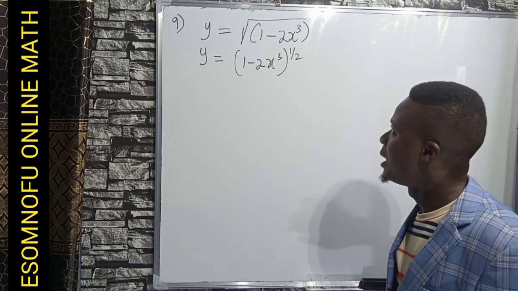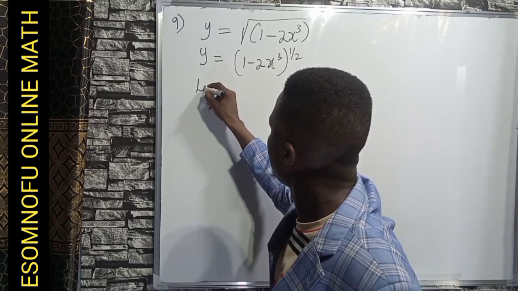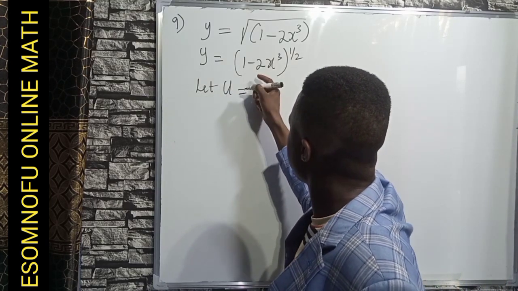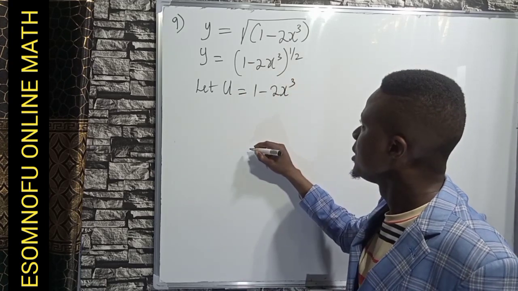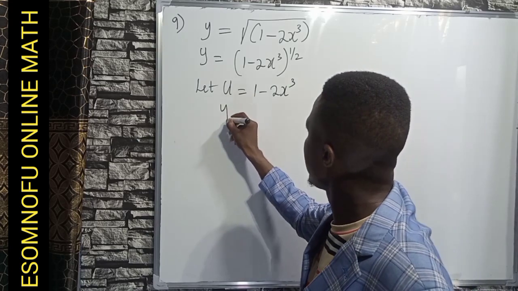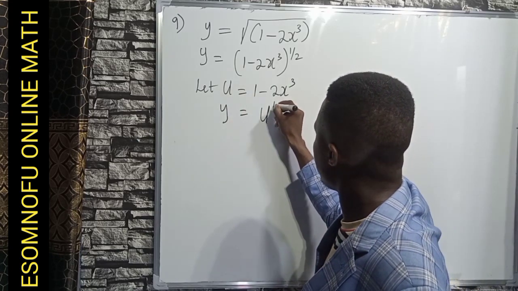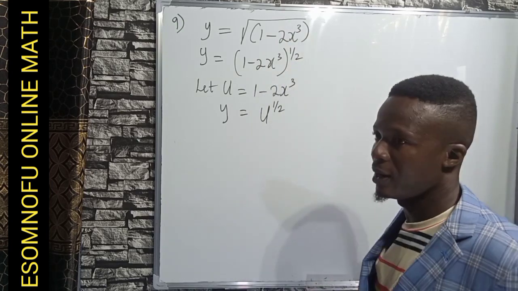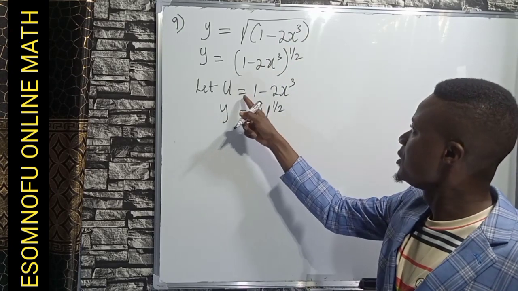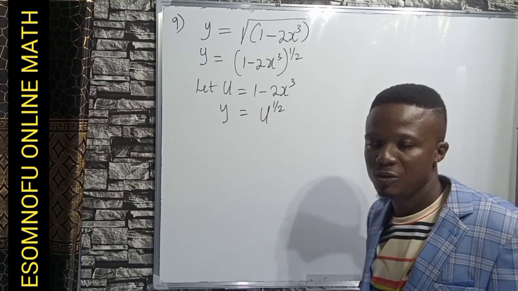Then the next thing to do now is to let u represent the content of the bracket. The bracket is 1 minus 2x to the power of 3. If this is so, it implies that y is equal to u power half, because this bracket is now serving as u. That is how you have u power half. Then find the derivatives du dx and dy du.